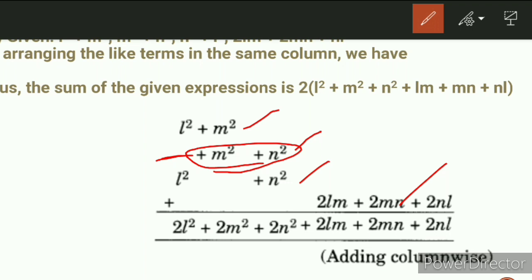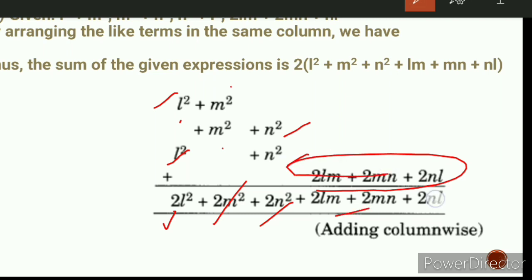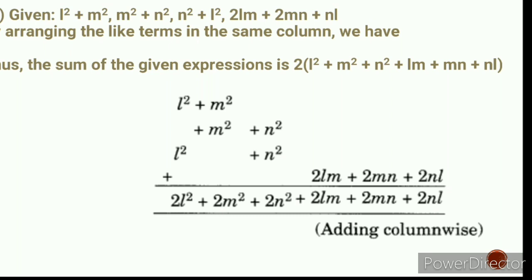So while arranging also, we should go like term wise. Okay. Now L square and L square, there is no number. What should we take? That is 1, so 2L square. M square, M square: 1M square plus 1M square is 2M square. Similarly, where there is no pair, write it as it is. That's all.